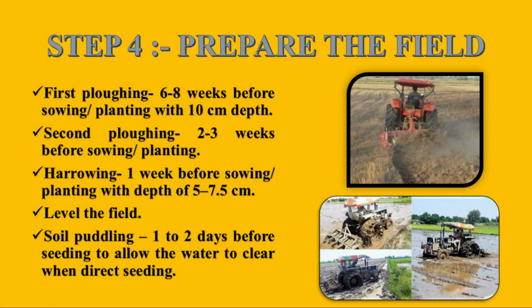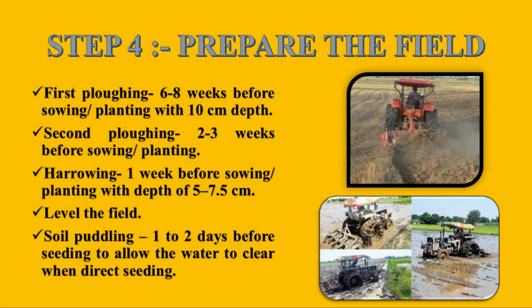Repair the bunds, destroy rat burrows, repair any holes and cracks and recompact the bunds. Bunds should be at least 0.5 meter in height and 1 meter wide. Leveling the field will give better water coverage, better crop establishment and better weed control. Soil puddling should be done at least 1 to 2 days before seeding to allow the water to clear when direct seeding is carried out for sowing.